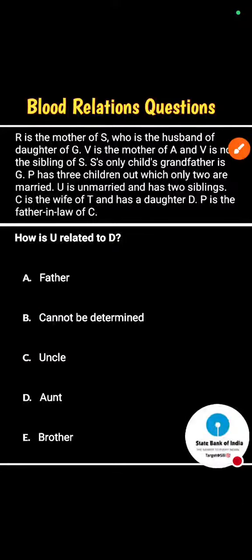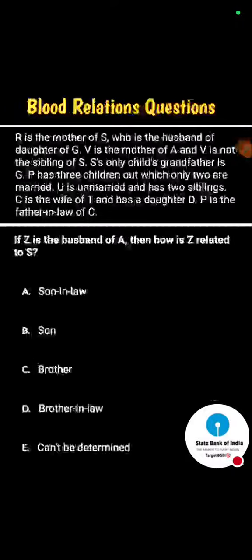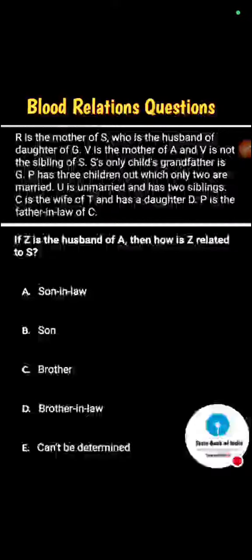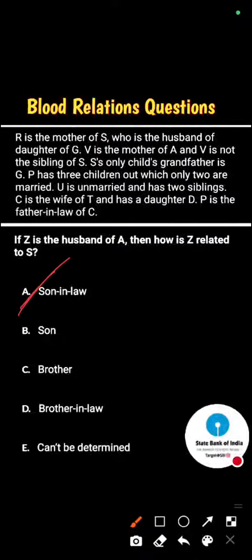Let's see the next question. If Z is the husband of A, okay, so A is a female, then how is Z related to S? For S, Z will be son-in-law. Option A is our answer. Okay. Next question.